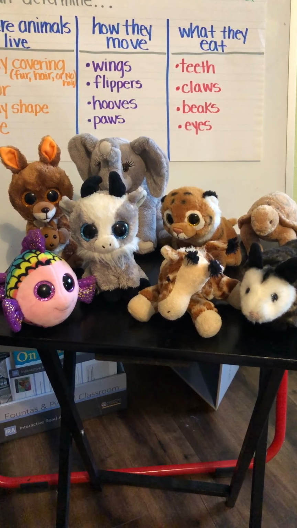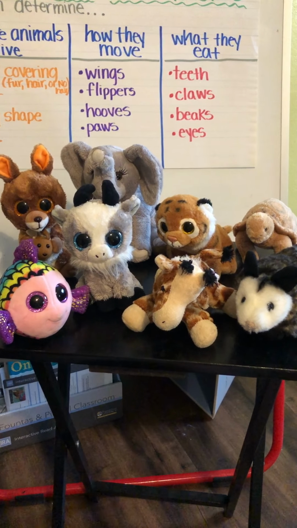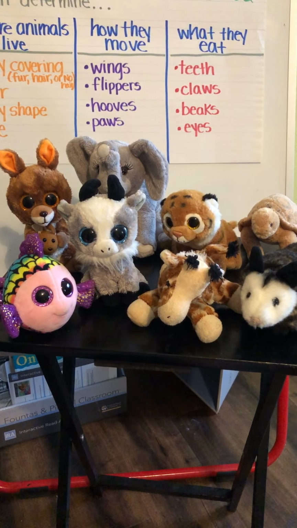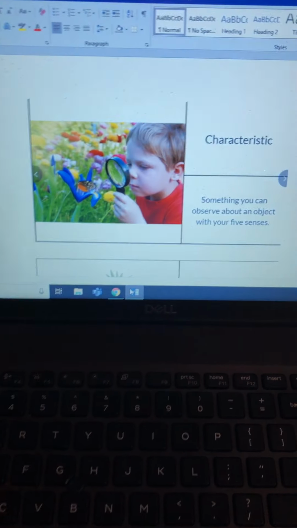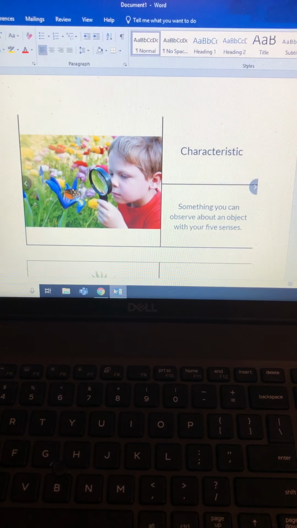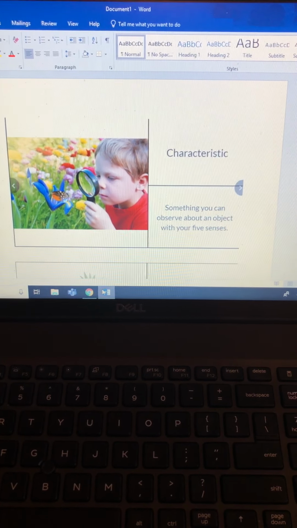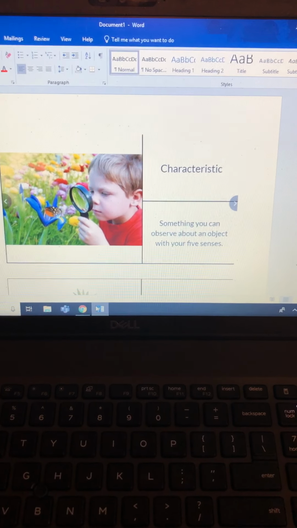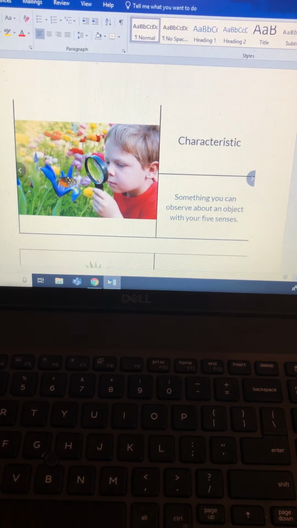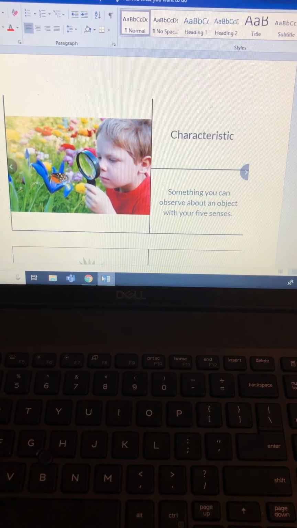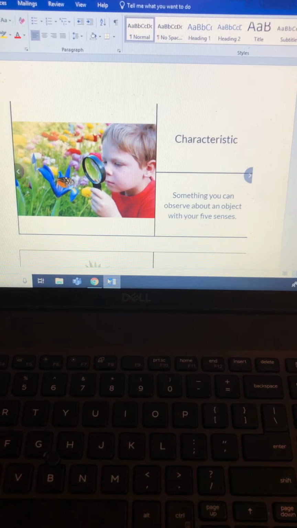But before we get into that fun and exciting stuff, we need to go over some vocabulary words, okay? It's going to be really super fast and quick. We just have 2 of them today. Our first one is the word characteristics. Oh, that's a really big word. Can you say that? Say it with me. Characteristics. That means something you can observe about an object using your 5 senses.